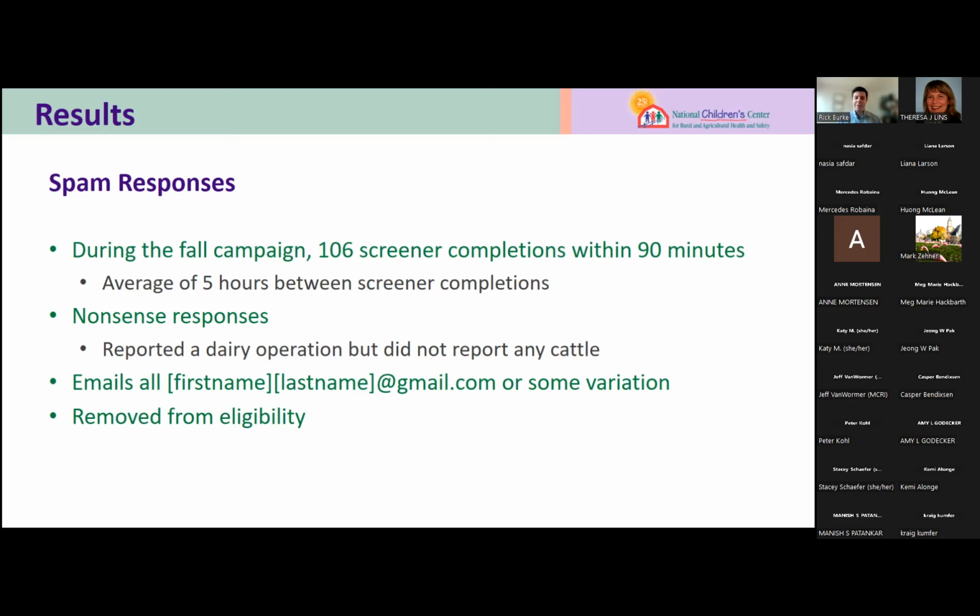People were saying that they operated a dairy, but didn't have any cattle or didn't have any animals at all. So that was a pretty clear indicator to us that they're just trying to game the system and get that incentive. As well, a lot of the emails, every single one was at gmail.com with some first name, last name, johndoe@gmail.com or something similar. And then another point is we had a question in our screener that said, were you or did you personally witness a fatal agricultural injury event? Not fatal, sorry, but a serious agricultural injury event.